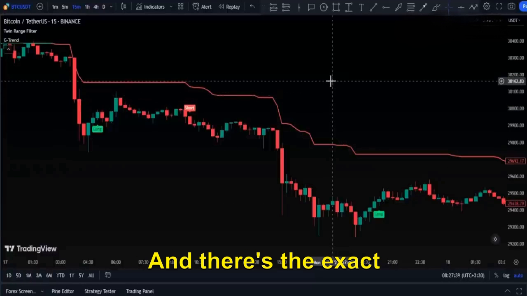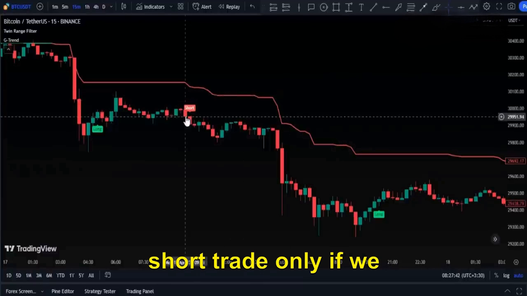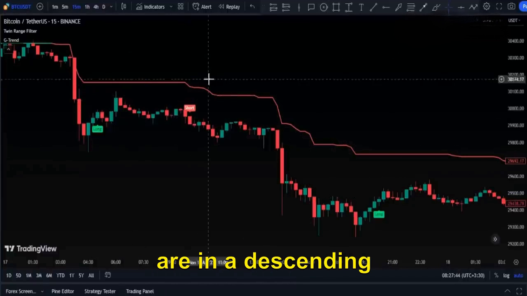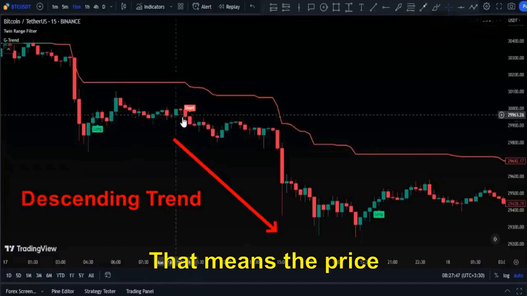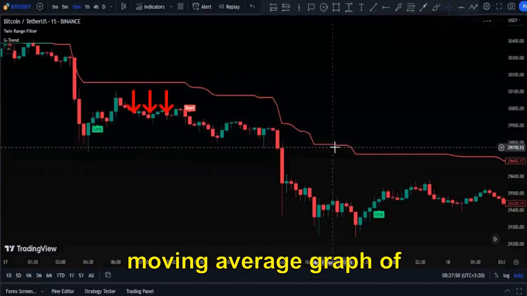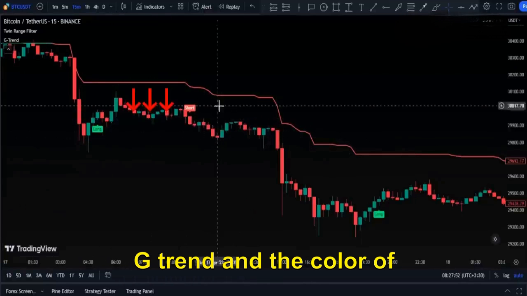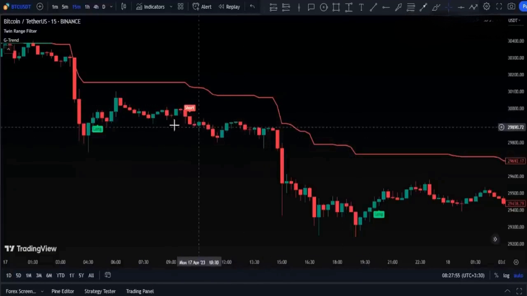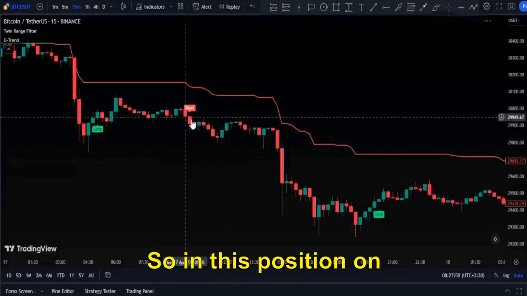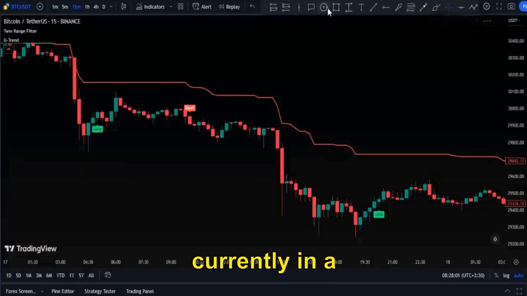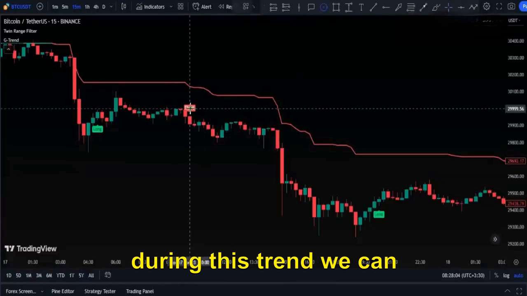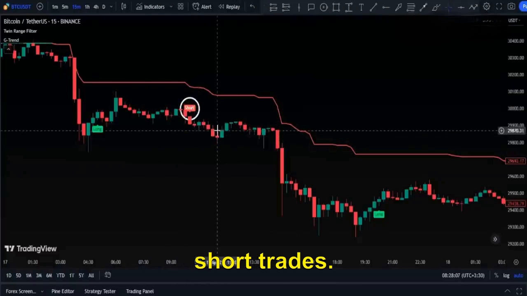And there's the exact opposite. We can enter a short trade only if we are in a descending trend. That means the price should be below the moving average graph of G-Trend, and the color of moving average itself should also be red. So in this position on the chart, we are currently in a descending trend, and during this trend we can only consider entering short trades.